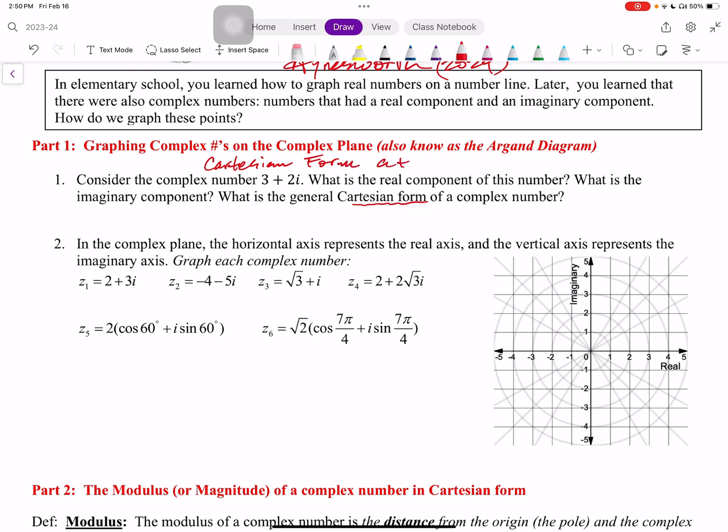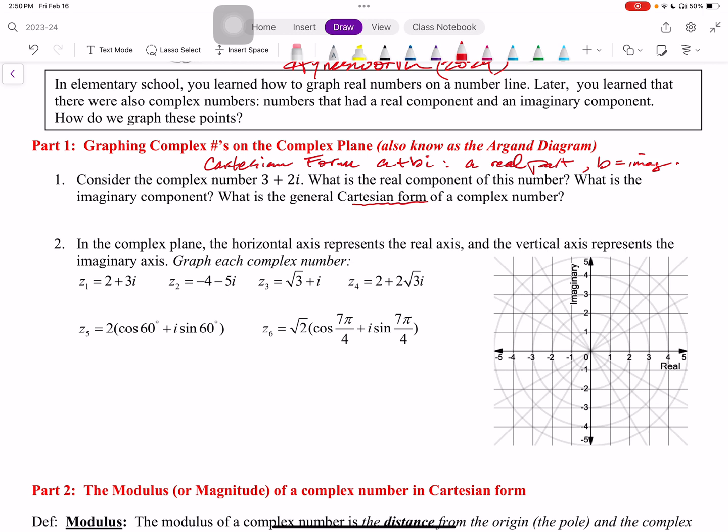That's a plus bi, where a is your real part. A is the real part, and b, bi is your imaginary part or component. So b, the coefficient of i, is equal to your imaginary component.